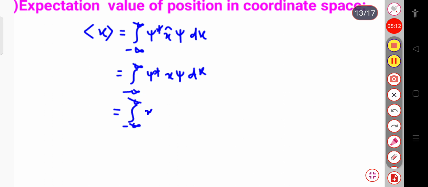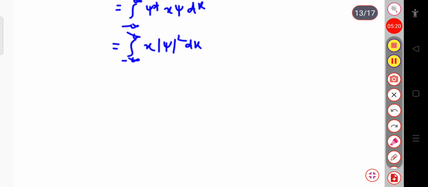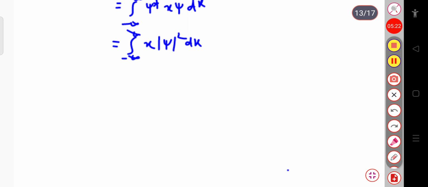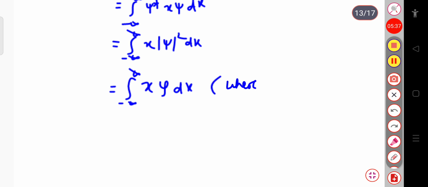Okay, and here this is equal to the integration from minus infinity to plus infinity of x times psi psi star, that will be mod psi square, dx, and this mod psi square is nothing but the probability, that is rho. This can be written as the integration from minus infinity to plus infinity of x rho dx, where rho equals modulus of psi square, and that is called the probability.